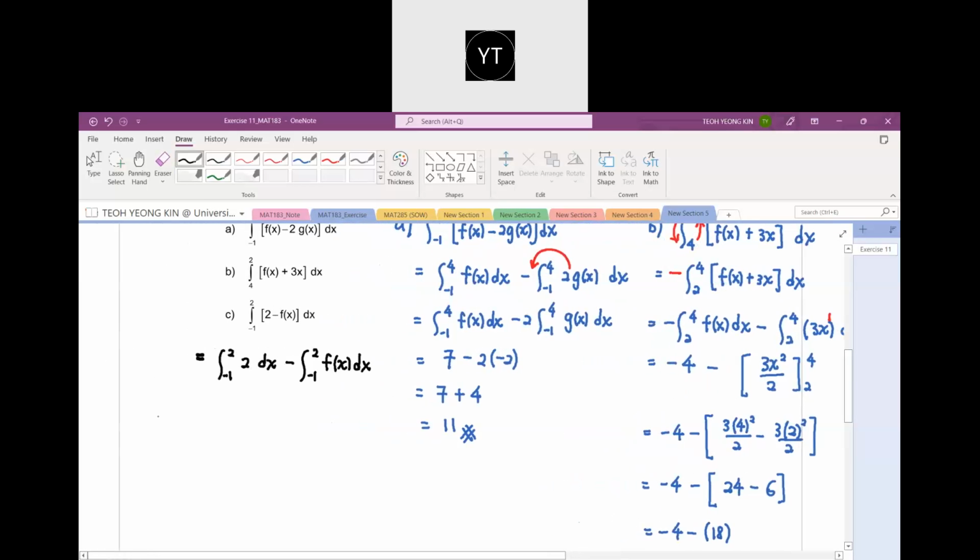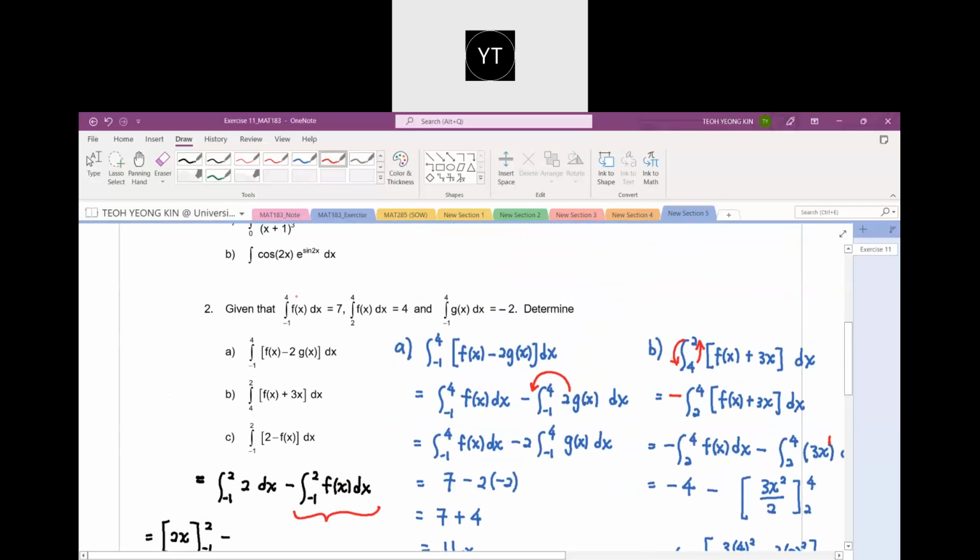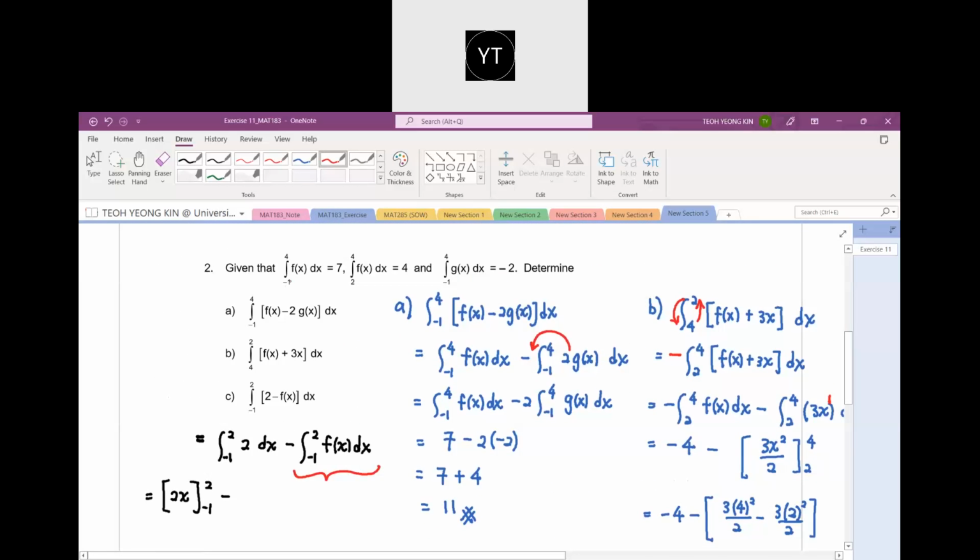There's no problem for the first part where we have to integrate manually. If we integrate 2, we get 2x, and then substitute the values from negative 1 to 2. Now come to the second part. Integrate from negative 1 to 2, whereas the given f(x) is integrated from negative 1 to 4 and from 2 to 4. You can see that there is no integration from negative 1 to 2. So what do we have to do here?